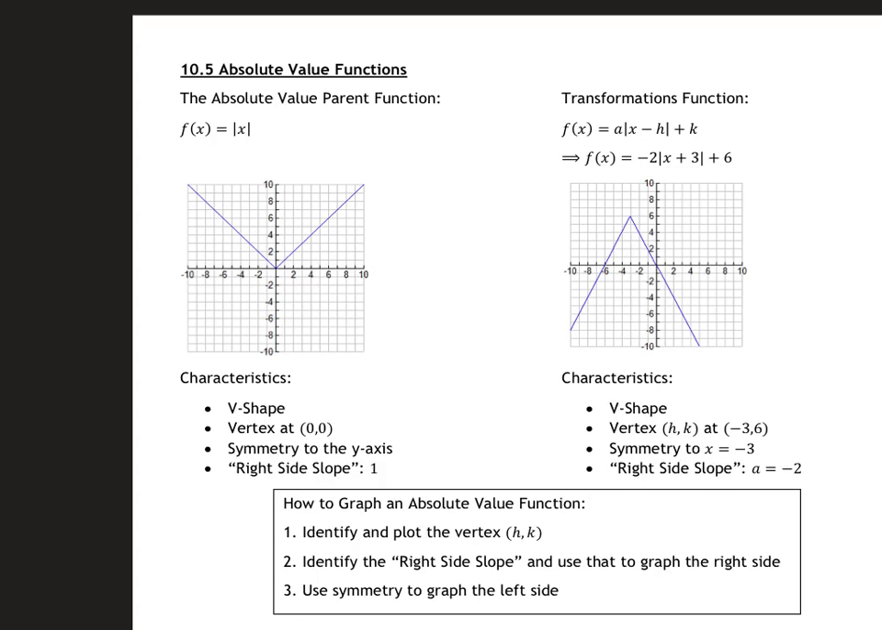All right, let's take a look at graphing our absolute value functions. So remember, absolute value is the distance away from 0. The absolute value of -5 is 5, the absolute value of 5 is 5, and so on. The absolute value of -8, most people remember the negatives, but the positives are also positives.